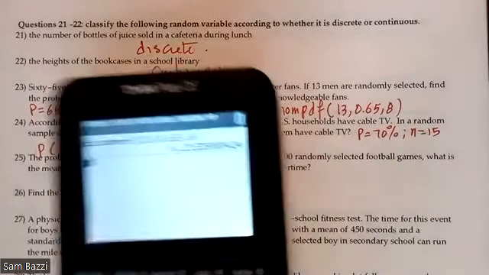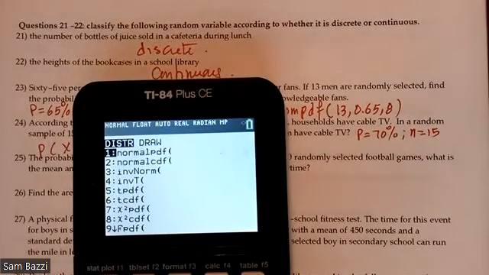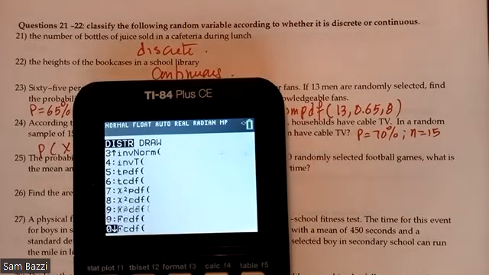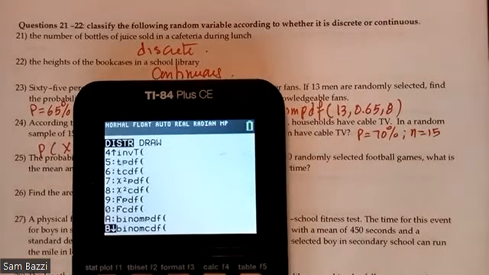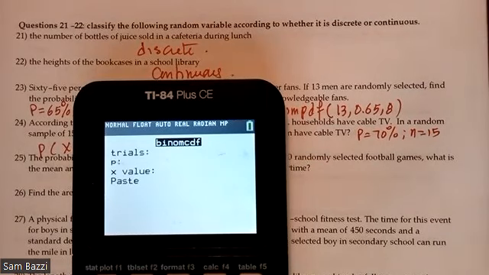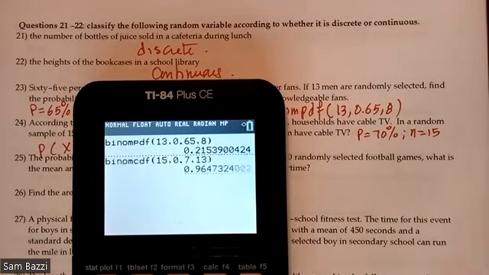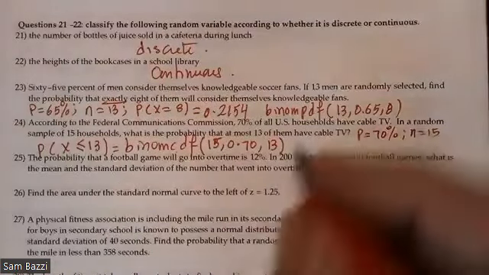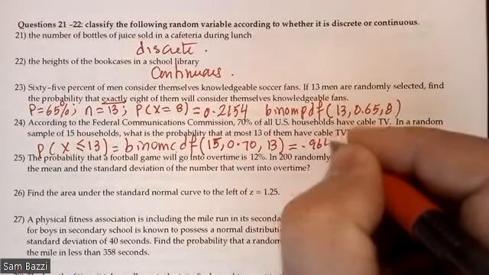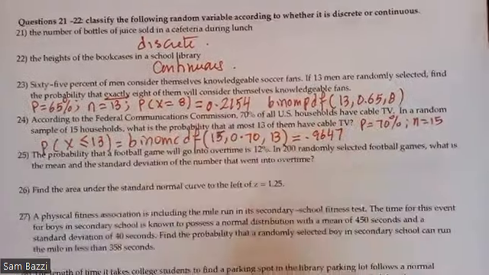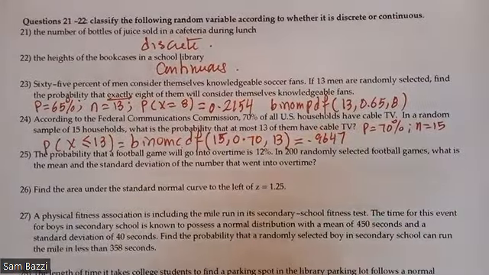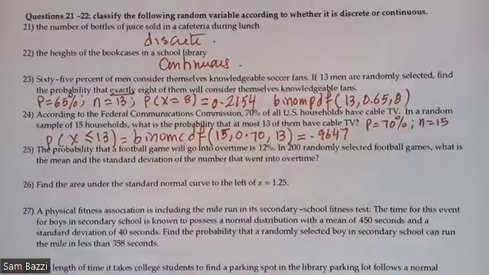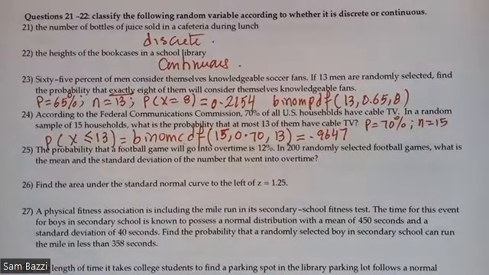And let me show you how to do this. So you go second variables and scroll down, guys, until you get CDF. C stands for cumulative. Trial is 15, 0.7. The next value is 13. And here you go, 0.9647. You might have learned to do this in a different way, but as I told you guys, I'll be using the calculator so I can do this review in the given time.